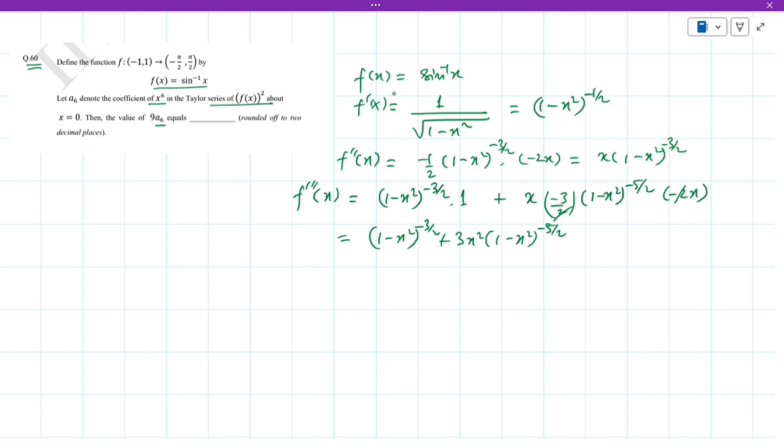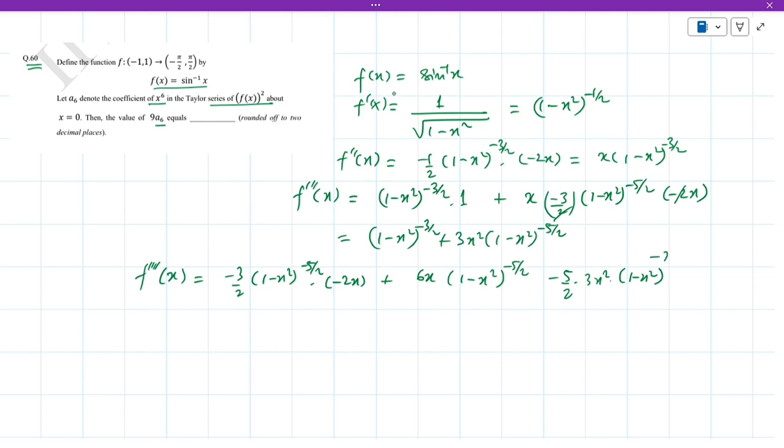Now we find the fourth derivative with respect to x. It will be minus 3 by 2 times (1 minus x square) to the power minus 5 by 2 times minus 2x, right? Then we have 6x (1 minus x square) to the power minus 5 by 2. Then minus 5 by 2 into 3x square (1 minus x square) to the power minus 7 by 2. The inner term differentiation will be minus 2x.